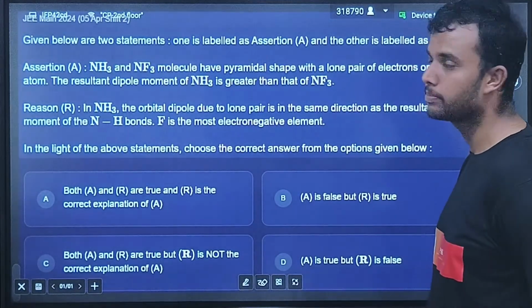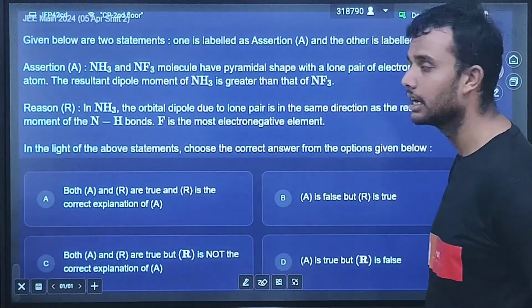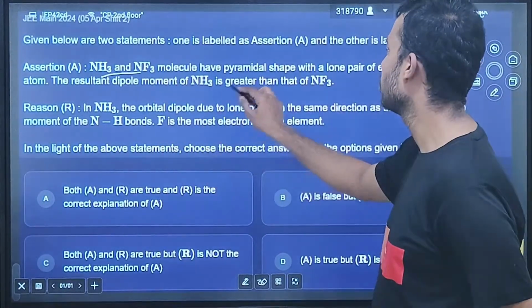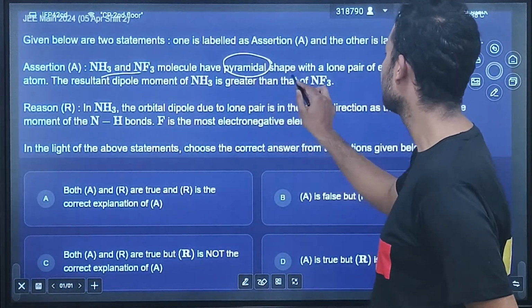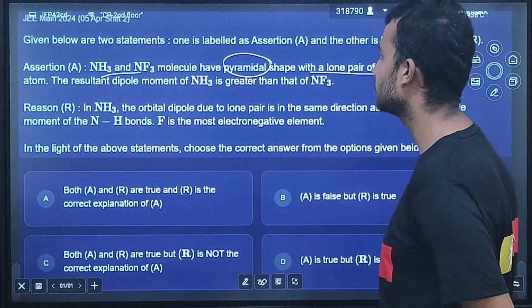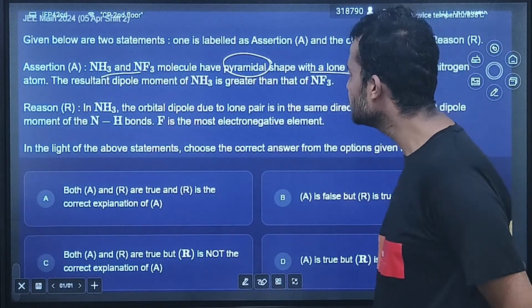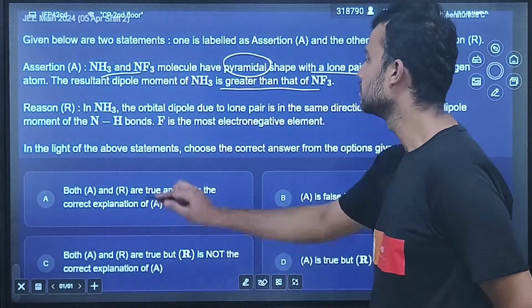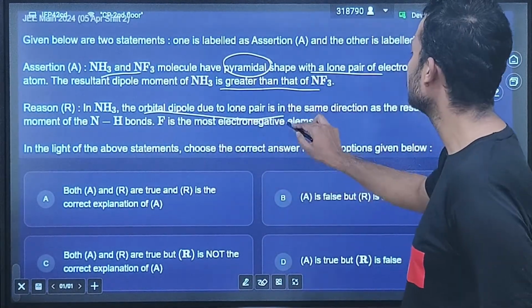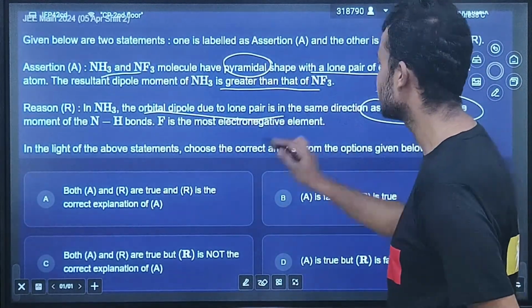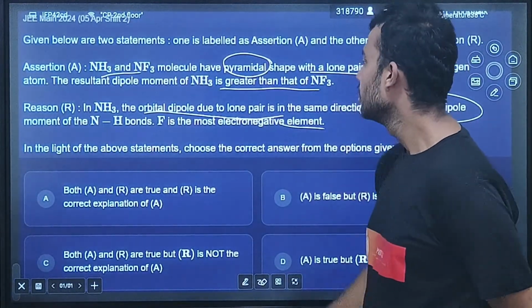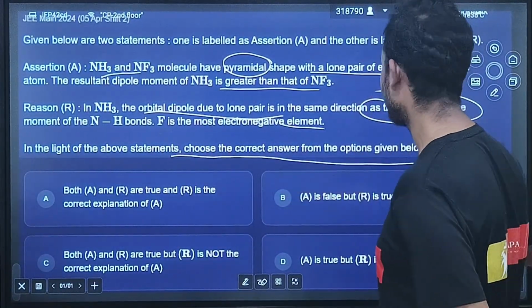given below we have two statements. One is labeled as assertion and another labeled as reason. Assertion: Ammonia NH3 molecule has a pyramidal shape with a lone pair of electrons on the nitrogen atom. Thus, the resultant dipole moment of NH3 is greater than NF3. Reason: In NH3, the orbital dipole due to the lone pair is in the same direction as the resultant dipole moment. NF3, F is the most electronegative element. In the light of the above statements, choose the correct answer.